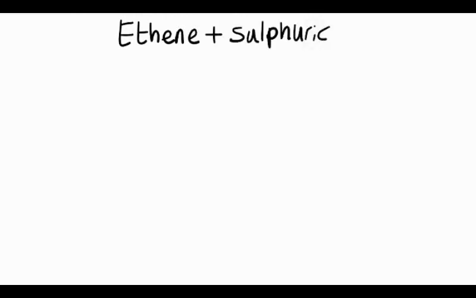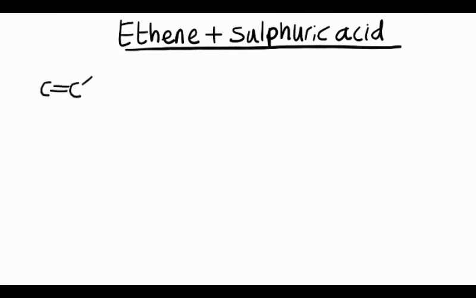Let's have a look at the reaction between ethene and sulfuric acid. Ethene is an alkene with 2 carbon atoms, so it has a formula C2H4. We can draw its structure like this. Notice it has a carbon-carbon double bond. H2SO4, or sulfuric acid, has this structure.